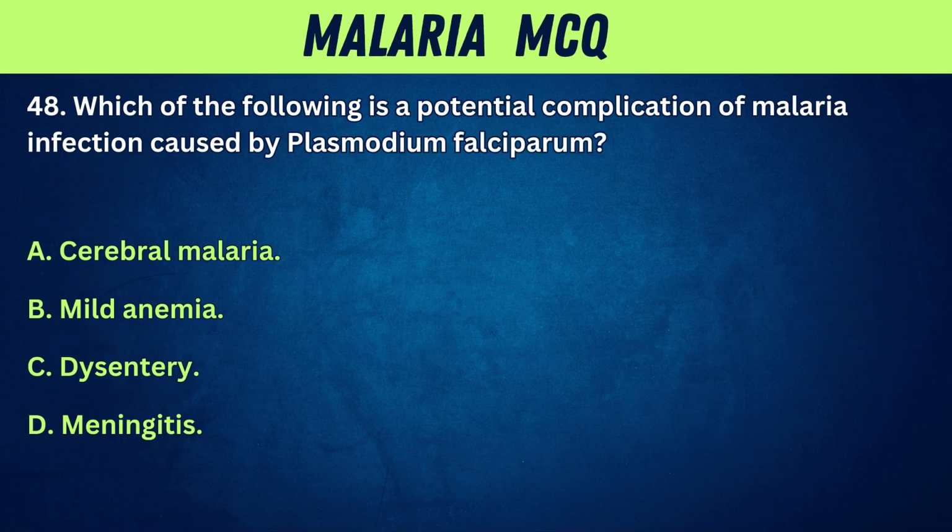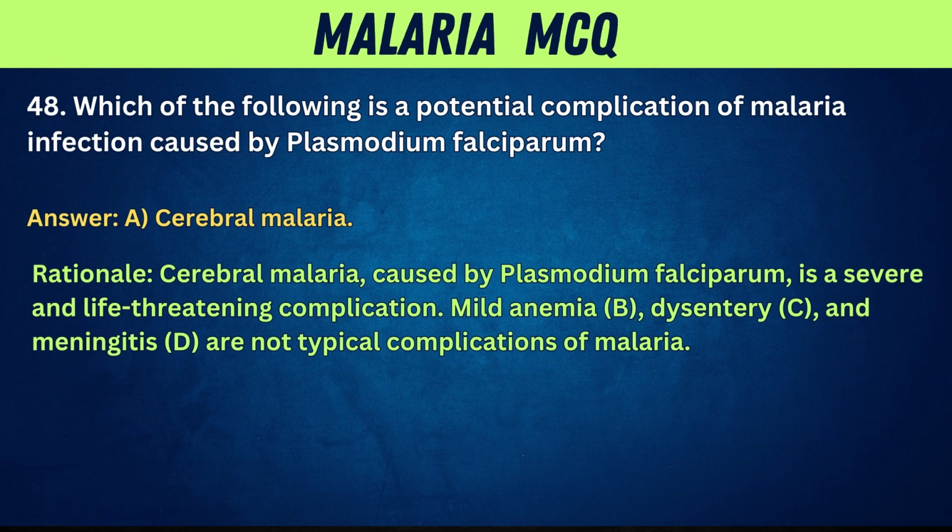especially at risk. 48. Which of the following is a potential complication of malaria infection caused by Plasmodium falciparum? A. Cerebral malaria. B. Mild anemia. C. Dysentery. D. Meningitis. Answer: A. Cerebral malaria. Rationale: cerebral malaria, caused by Plasmodium falciparum, is a severe and life-threatening complication. Mild anemia, B, dysentery, C, and meningitis, D, are not typical complications of malaria.